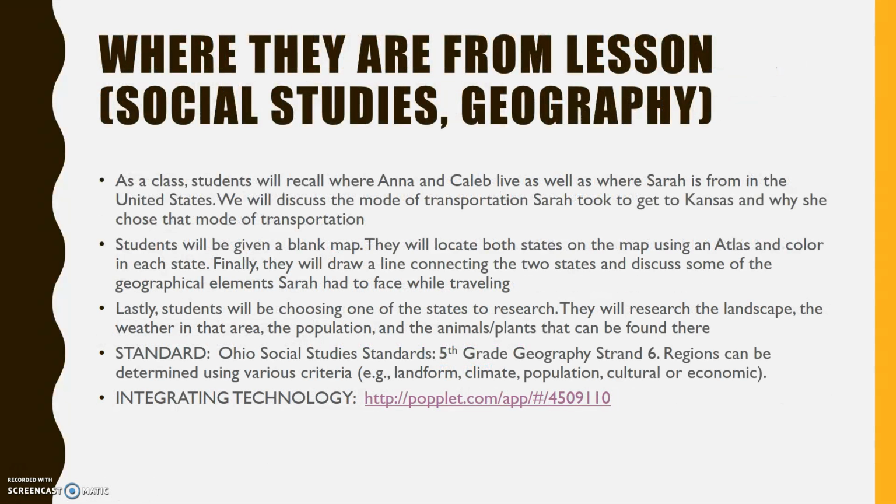For my second lesson plan, I will integrate Sarah, Plain and Tall into a social studies lesson concentrated on geography. In this book, Sarah travels a long way by train from Maine to Kansas. As a way for students to learn more about geographical landscapes in different regions, they will locate Kansas and Maine on a map and connect the two to show the possible routes Sarah might have taken. Students will then choose one of the states to research in terms of geographical characteristics of that state. This lesson is connected to the Ohio Social Studies standards for fifth grade.